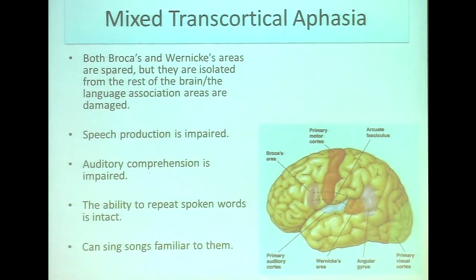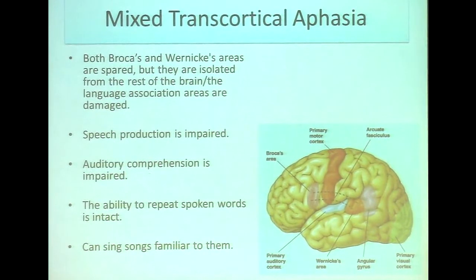Okay, then you get mixed transcortical aphasia, where both Broca's and Wernicke's areas are spared, so you don't have damage there, but they are isolated from the rest of the brain, or the language association areas are damaged. So Broca's and Wernicke's areas are intact, but around them there's damage.